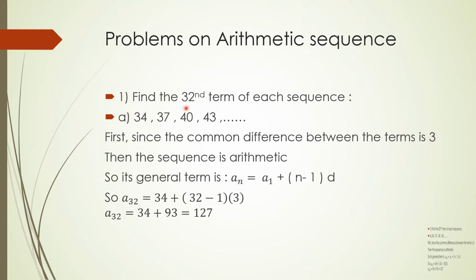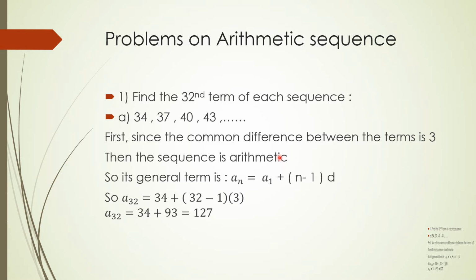So to take a review example, number 1, find the 32nd term of each sequence. If the sequence consists of the list of numbers 34, 37, 40, 43, etc., first we need to determine the common difference. It's obvious that the terms are related with difference 3.